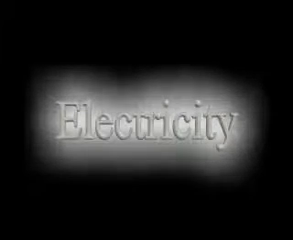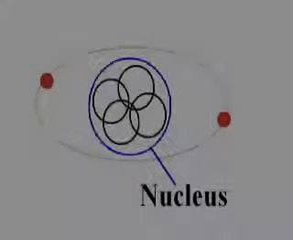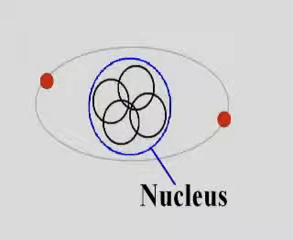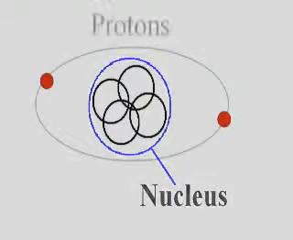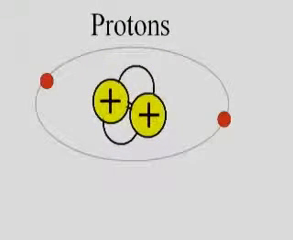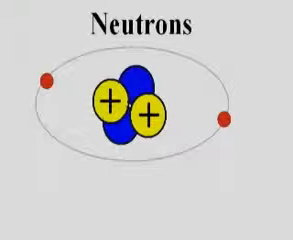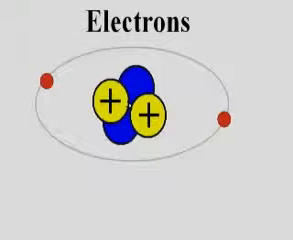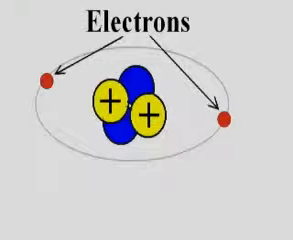Electricity is a flow of charged particles. These particles originate in the atom. If you have ever studied the atom, you will know that an atom has a compact center called the nucleus. The nucleus contains two types of particles: protons, which have a positive electric charge, and neutrons, which have no electric charge. Small charged particles called electrons exist outside of the nucleus.